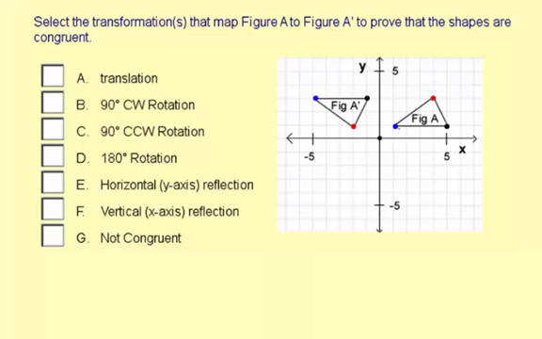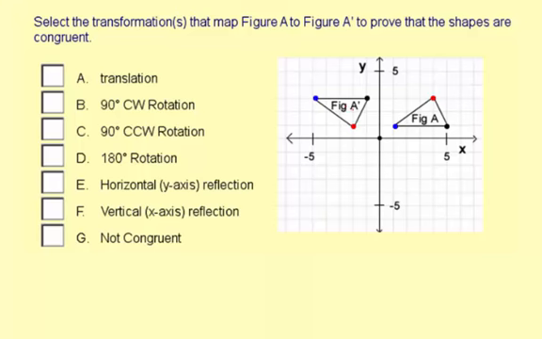Notice that the blue and the red have the same orientation, where the blue is to the left of the red. So that means there wasn't a rotation. When you rotate, you would change the orientation, and then the red would be to the left. So it's not a rotation. But it does look like a reflection.